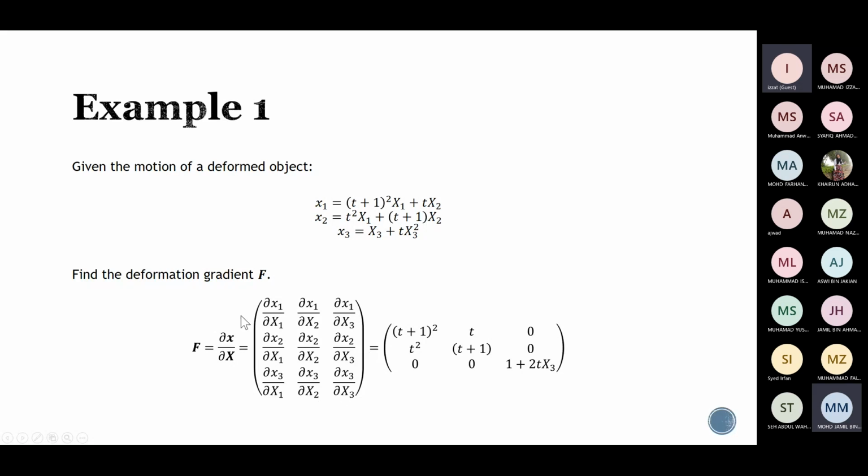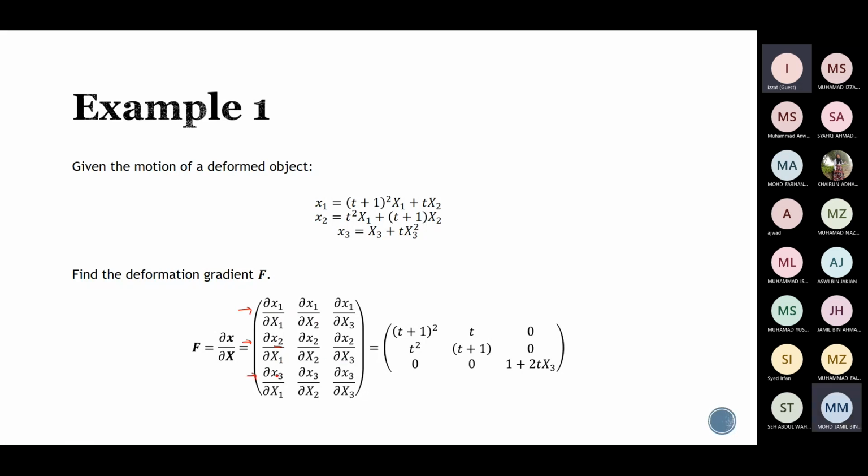When you find F, there will be 9 components of F. It's a matrix, a tensor, a 3 by 3 tensor. The first row here is differentiating small x1 with respect to X1, X2, and X3. The second row is differentiating small x2 with respect to X1, X2, and X3.